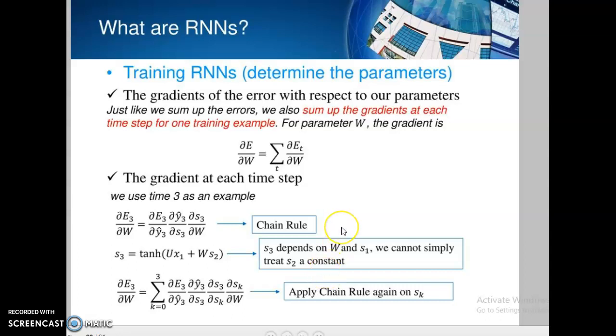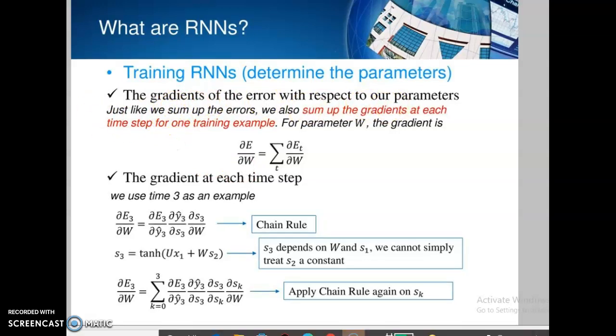What are RNNs? Training RNNs: determine the parameters. The gradients of the error with respect to our parameters, just like we sum up errors, we also sum up the gradients at each time step for one training example. For the parameter W, the gradient is ∂E/∂W = summation over t of ∂E_t/∂W, the gradient at each time step.